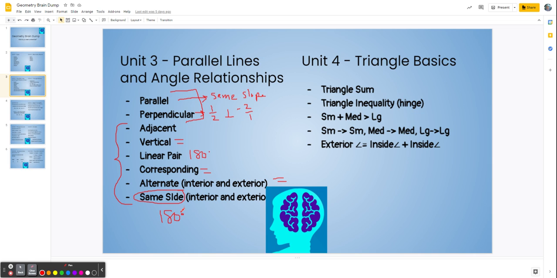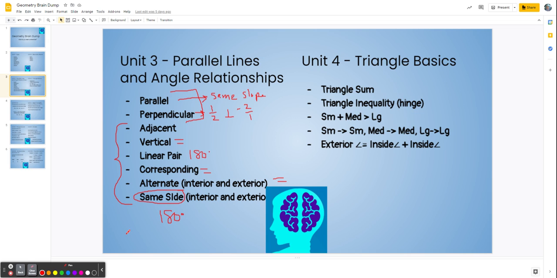Okay. That was a lot of me talking and not a lot of me writing, so I'll give you a minute. Make sure you have these as a visual in your head. There's up above Casey's head kind of a colored picture of all those angle pairs. The same side supplementary and the linear pairs are the only ones that are supplementary. All the other ones are congruent.